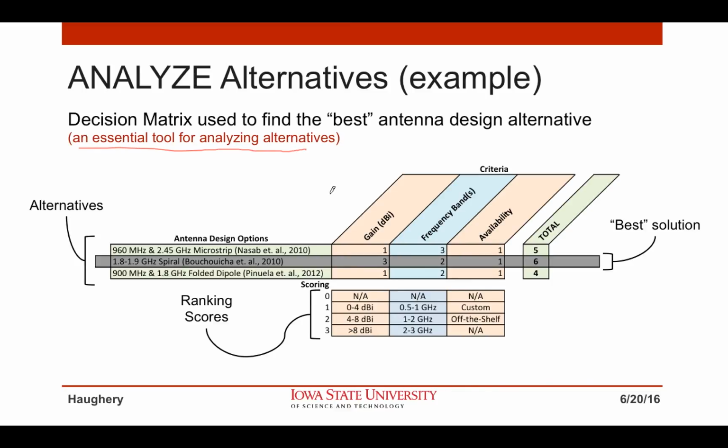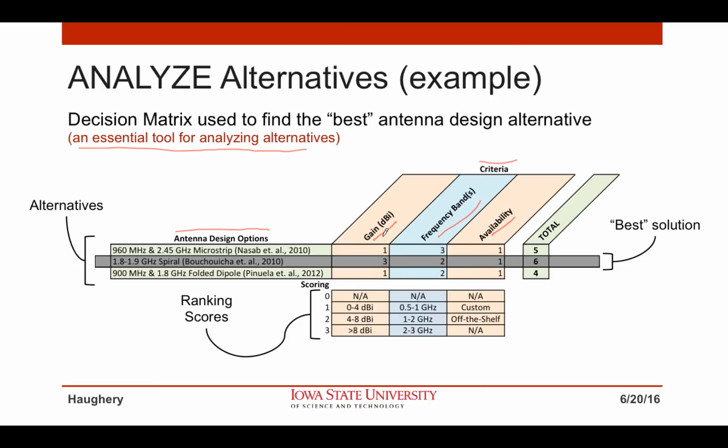And basically the way these work, a lot of you will be using these, is you have your different design options here on the left, and I have different antenna designs. This is a past project I did. I looked at some journal articles with some different antennas that these individuals had, and I looked at the criteria, 3 criteria: gain, right? How strong of a signal those antennas could receive, the frequency band they could receive in, and how quickly or available I could get them.